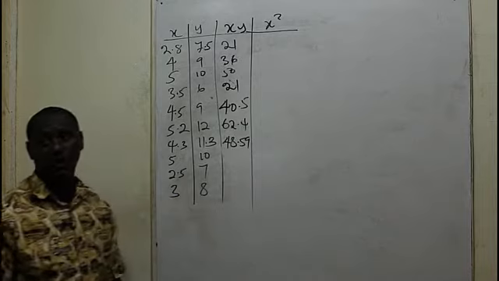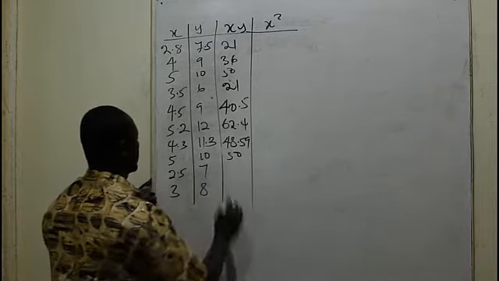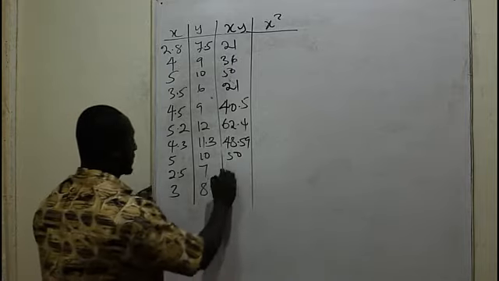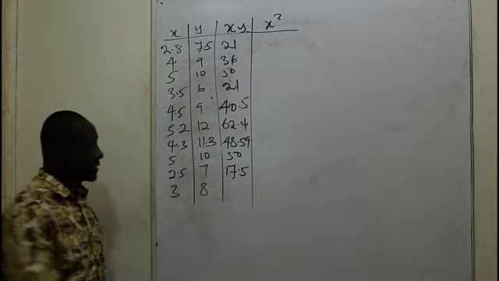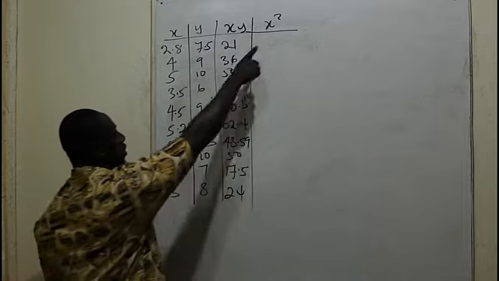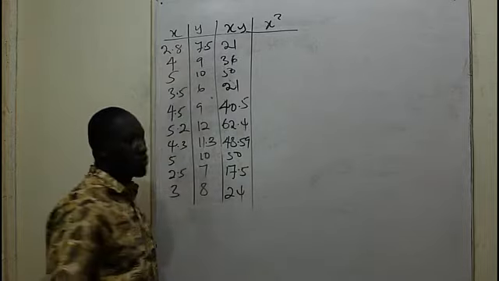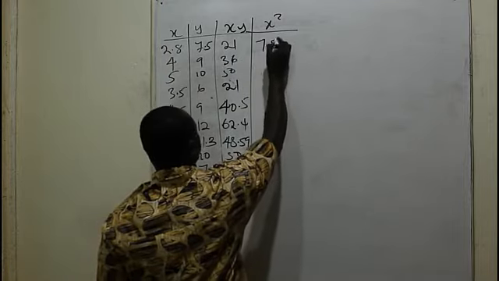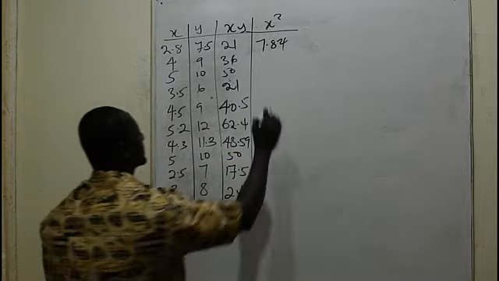Then 5 times 10 is 50. 2.5 times 7 is equal to 17.5. Then 3 times 8 is equal to 24. Then when we come to this column, we are talking about x squared. So we are going to square the x values and put them there. 2.8 squared is going to give you 7.84. Then 4 squared we know is 16.